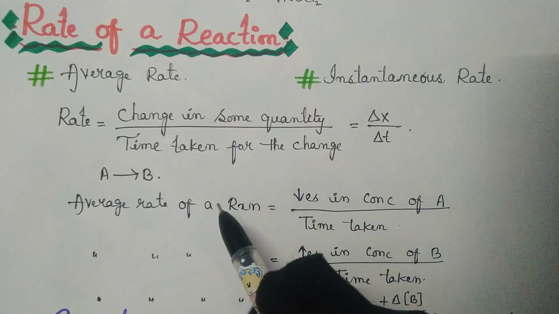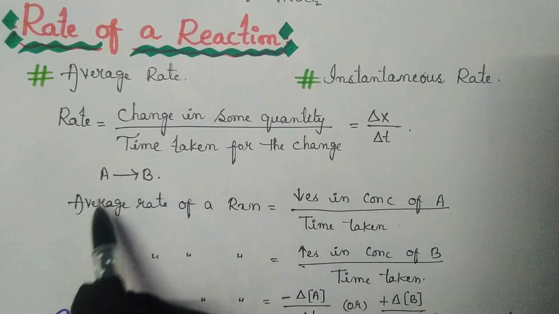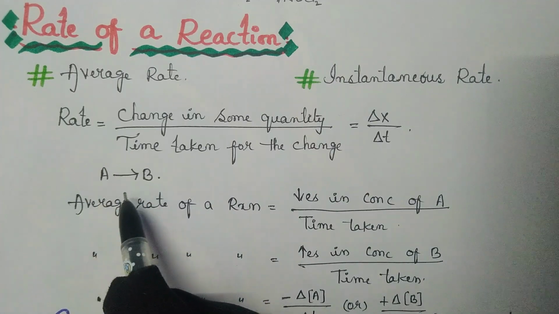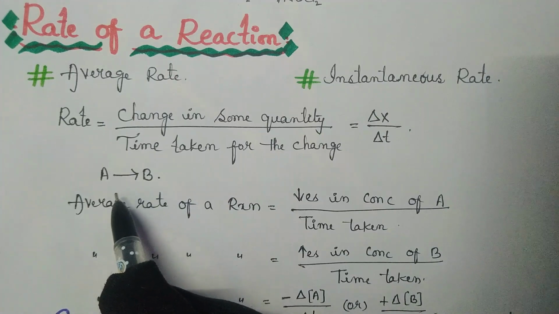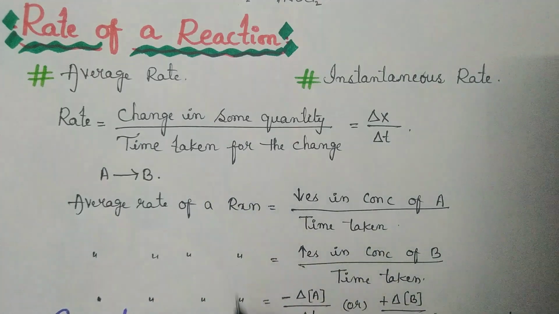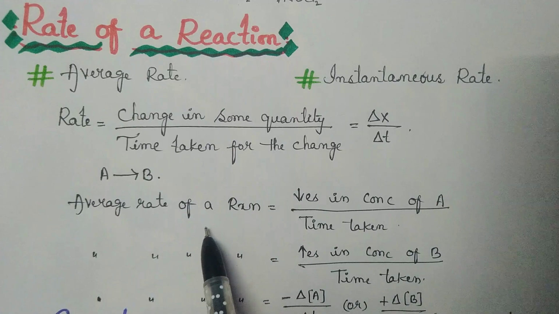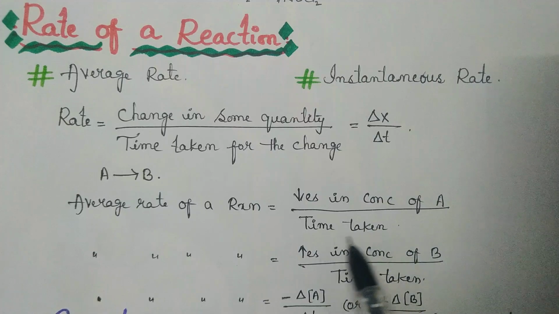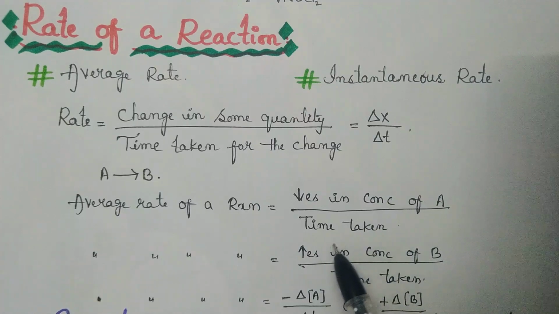Okay, so let's take a reaction. A gives rise to B. A is a reactant and B is product here. For this reaction, we can express rate in terms of reactant and in terms of product also, right? So rate in terms of reactant means decrease in concentration of reactant divided by time taken for the change. And rate in terms of products means increase in concentration of product divided by time taken for the change, right?